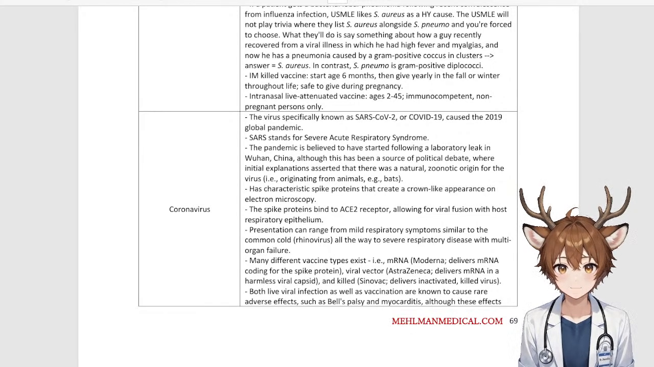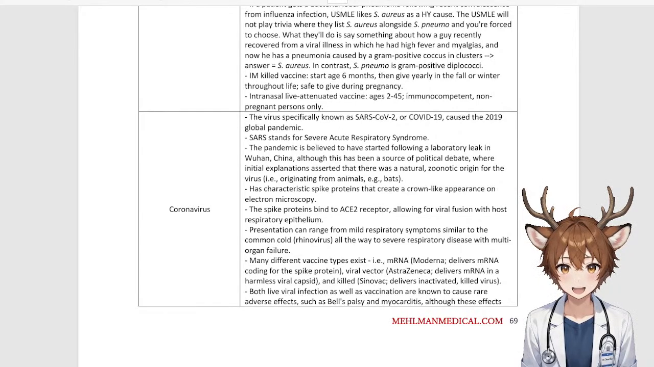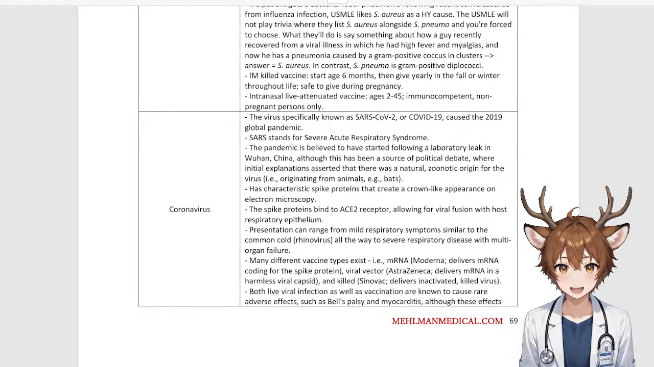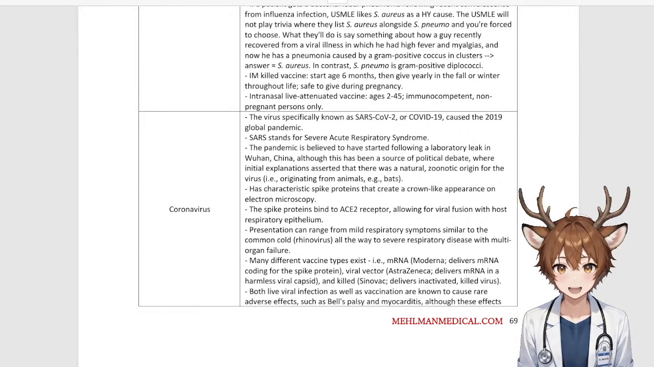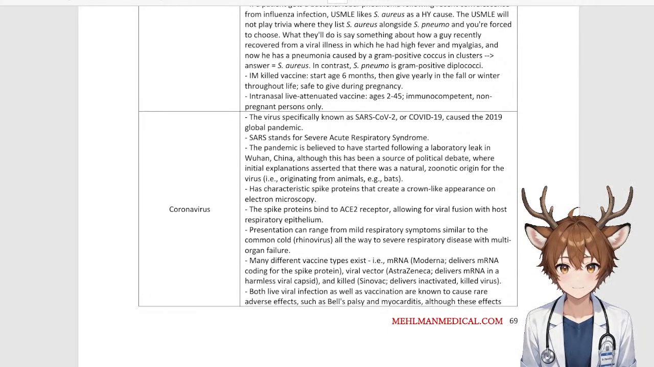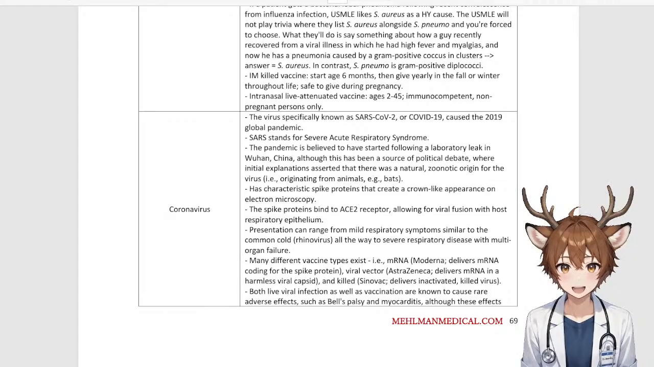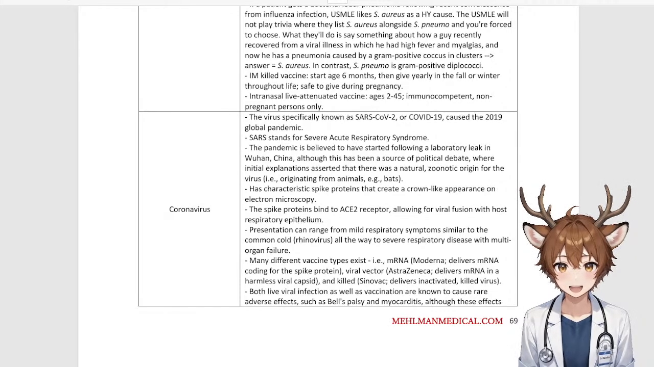It has characteristic spike proteins that create a crown-like appearance on electron microscopy. The spike proteins bind to the ACE2 receptor, allowing for viral infection of host respiratory epithelium. Presentation can range from mild respiratory symptoms similar to that of the common cold, like rhinovirus, all the way to severe respiratory disease with multi-organ failure.